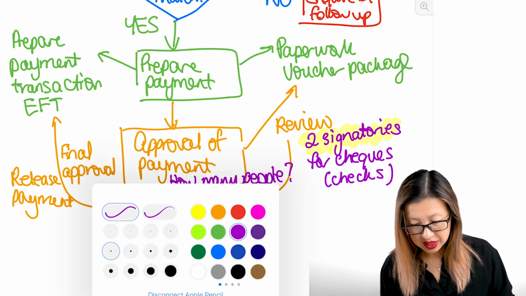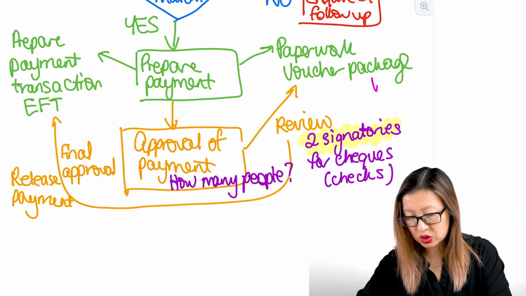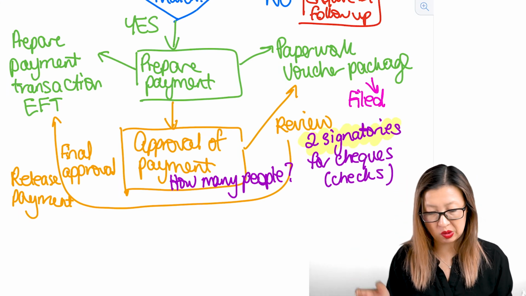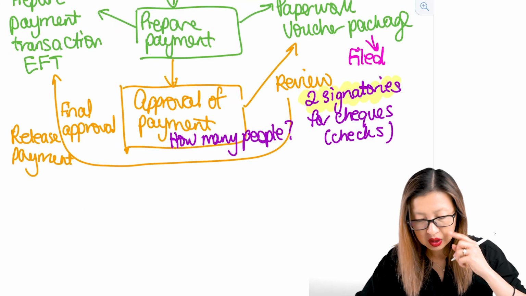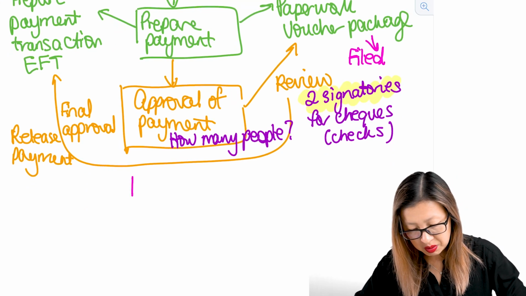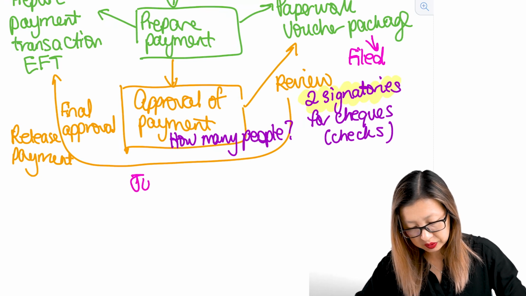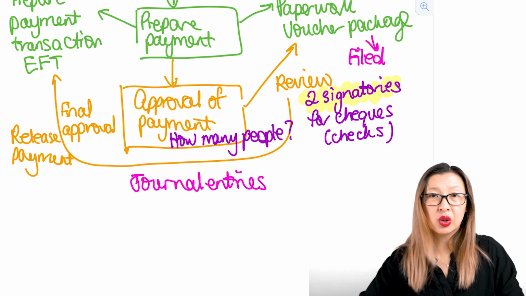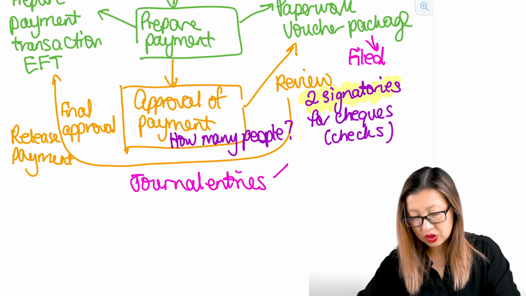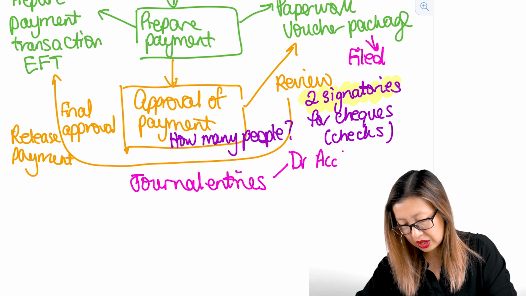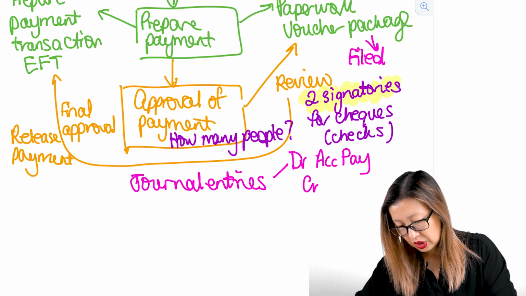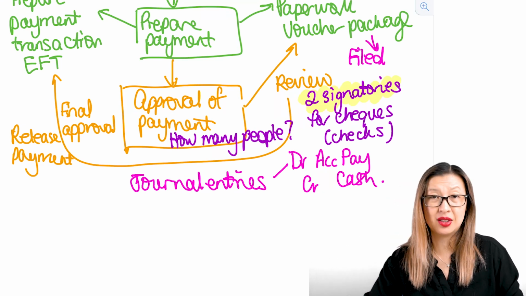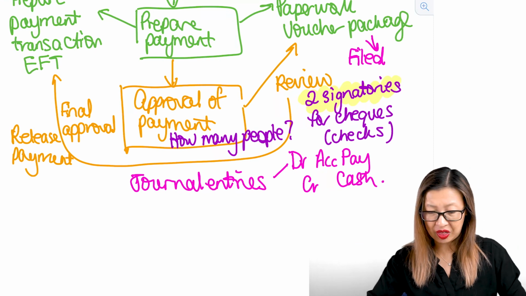Now, of course, that means that after the payments have been processed, all of this paperwork has to be filed away somewhere so that if we need to go back to it, we can. And after the payments are made, we need to make sure that we have journal entries that have been recorded. All right. And remember, that journal entry is going to be debit accounts payable, credit cash.